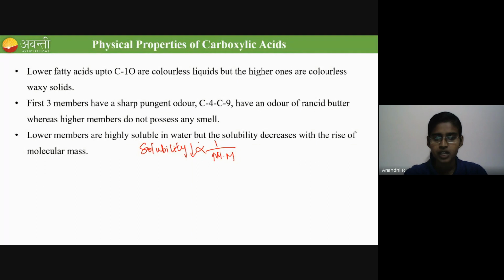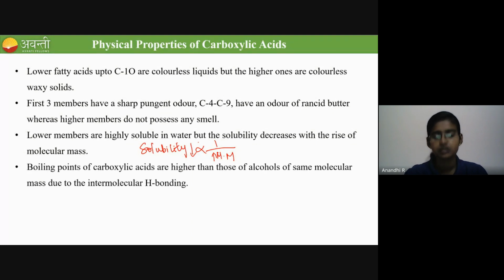Okay. Now coming to the next, boiling point. So the next physical property is boiling point. Carboxylic acids are higher than those of alcohols of the same molecular mass due to intermolecular hydrogen bonding. So far, till the last aldehydes and ketones topic, we have discussed that alcohols are the compounds which have the highest boiling point. Okay, now you see carboxylic acids are even having a higher boiling point than alcohols because of intermolecular hydrogen bonding.